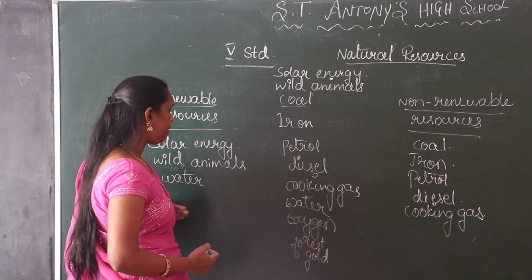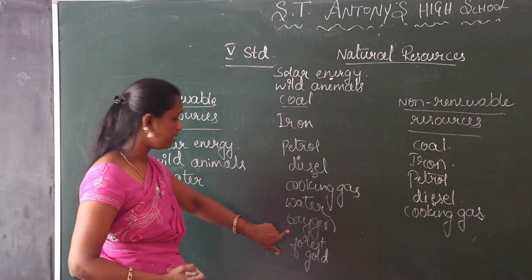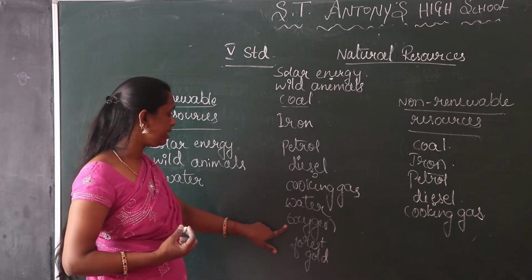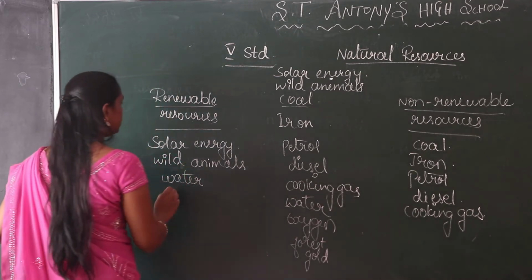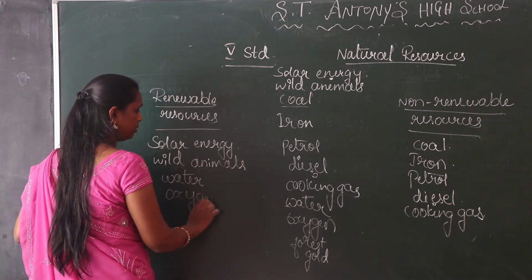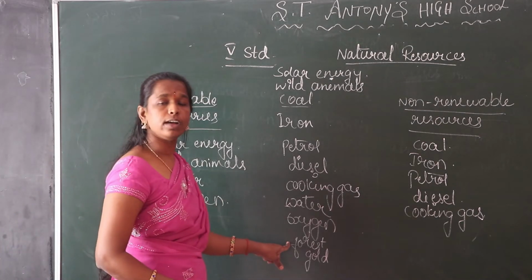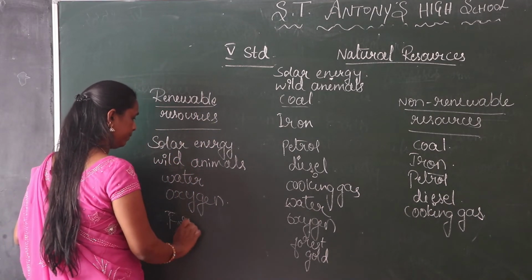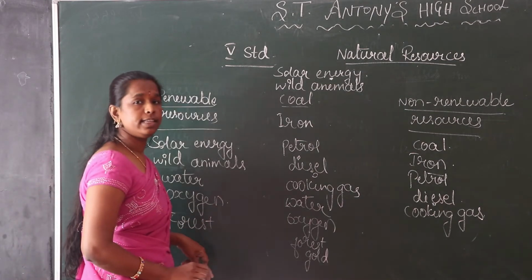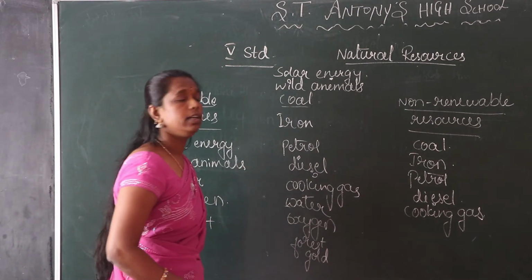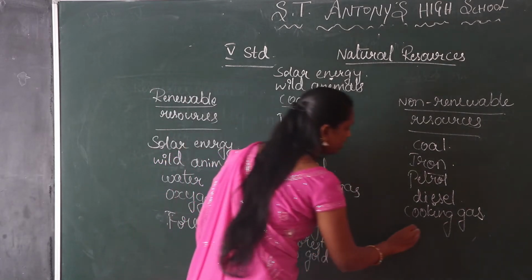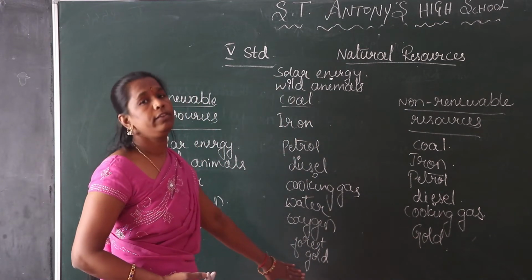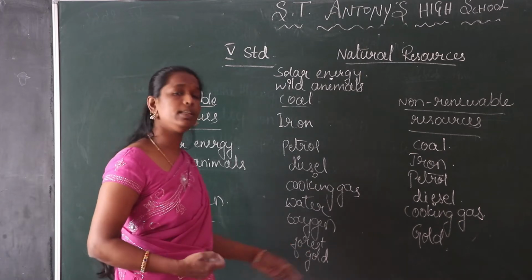So it is a renewable resource. And oxygen. Where do we get oxygen from? We get oxygen from the plants. It is a continuous process. Oxygen is also a renewable resource. Whereas the forest is also a renewable resource. Forest is a renewable resource, and gold comes under non-renewable resource because of continuous usage of this gold. We cannot get gold continuously from the earth.